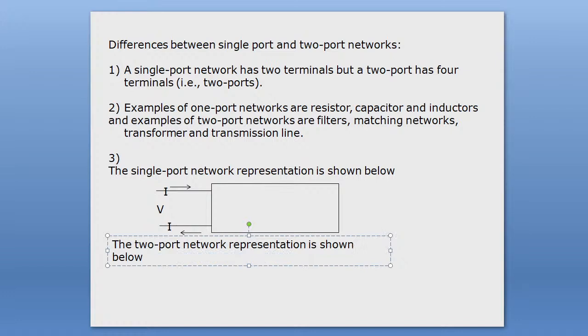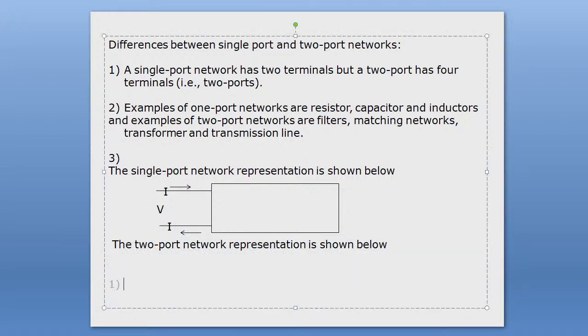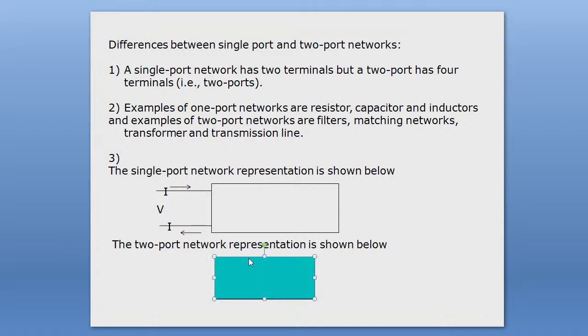And you draw the two-port network. It has four terminals, one input port and another output port. So let me draw this circuit.